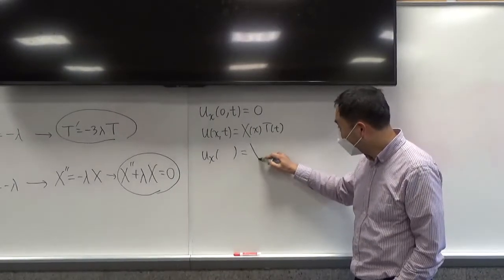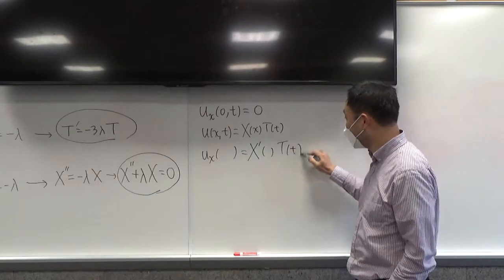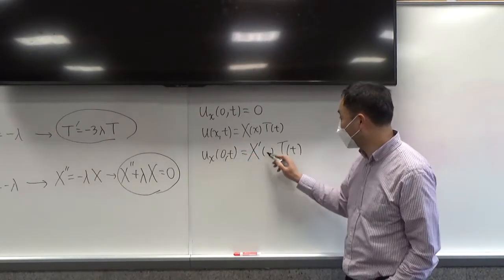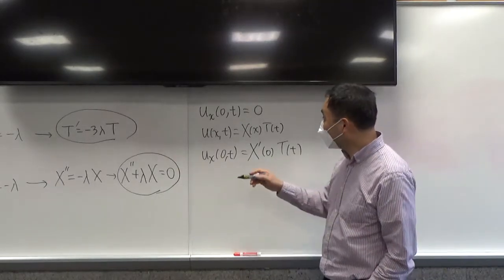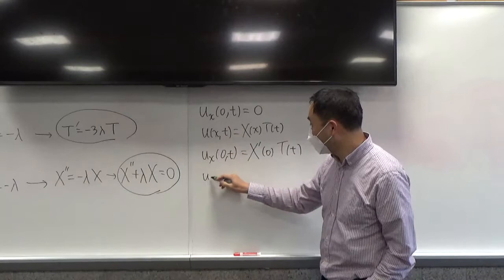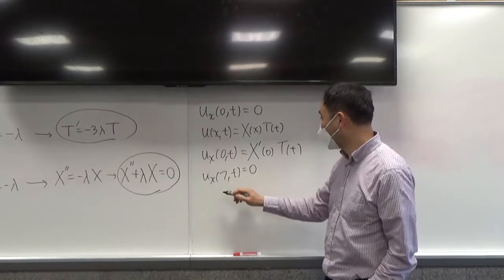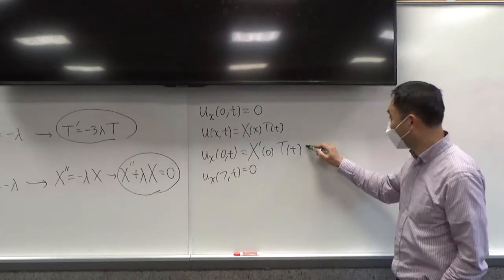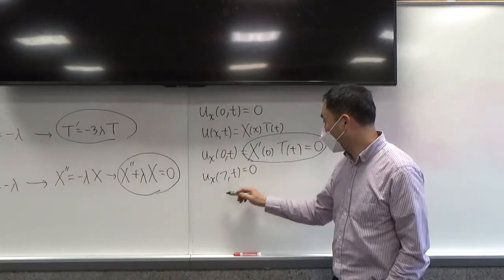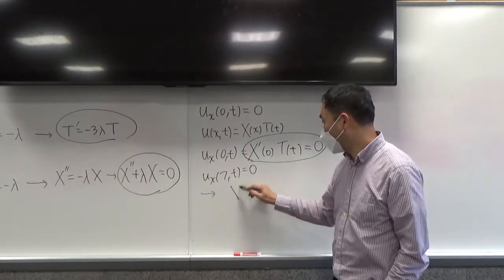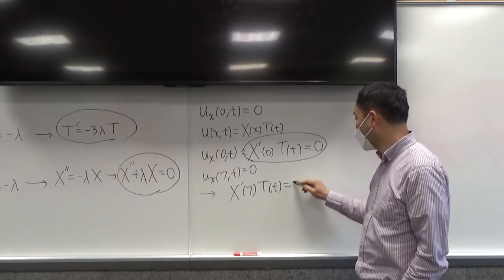X prime of 0 and T of t, right? But then I want to plug in 0 and t, so it will be X prime of 0 times T of t, right? The other condition was that this u_x of 7, t equals 0, and that one is going to change to, oh, by the way, this is equal to 0, right? So that's one condition. And this condition translates to X prime of 7 times T of t equals 0.